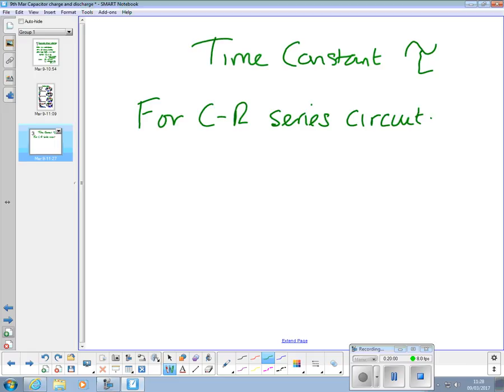For a CR series circuit, which is what we had, a capacitor and a resistor in series, tau is equal to C times R seconds. So we multiply the value of the capacitor by the value of the resistor, and we get the time constant.